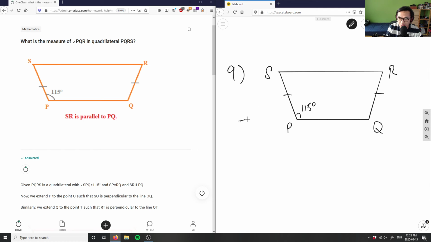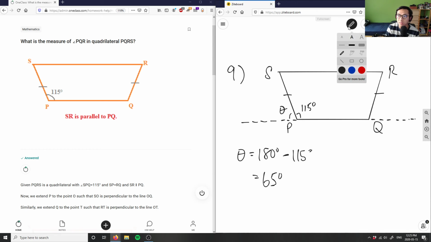We can extend this line because, again, lines have infinite length. And as you can see, this line here is 180 degrees, right? So if I want to find the measure of this angle here, this theta is simply 180 minus the interior angle, which is 115 degrees. And this here would be 65 degrees, right? So this angle here would be 65 degrees.